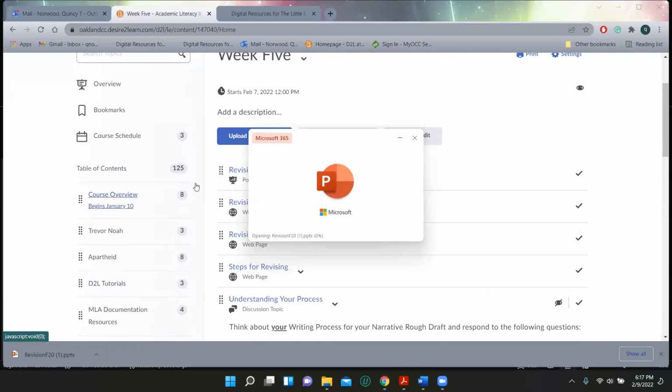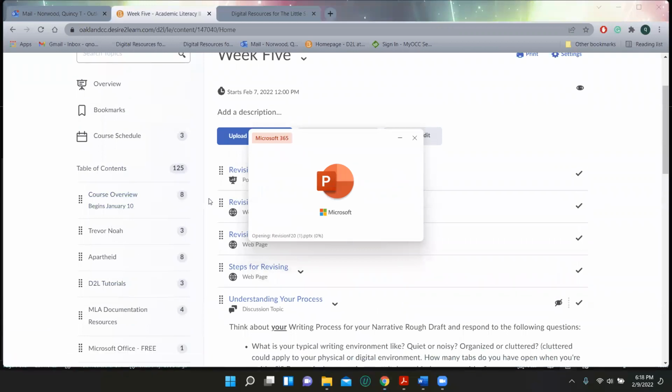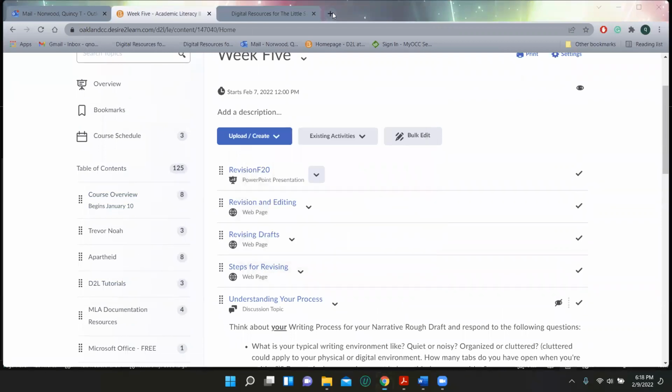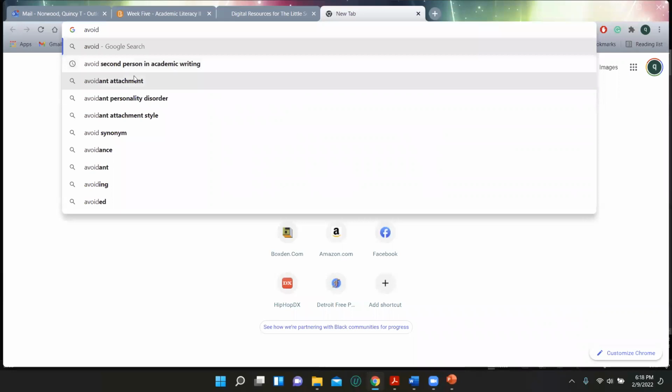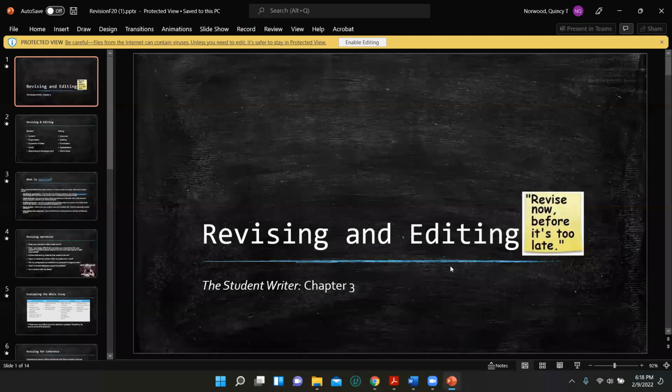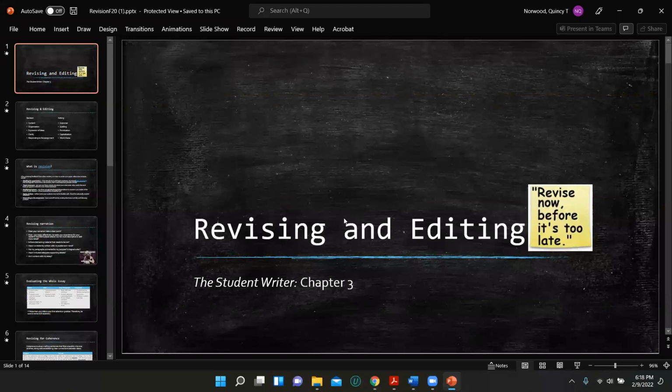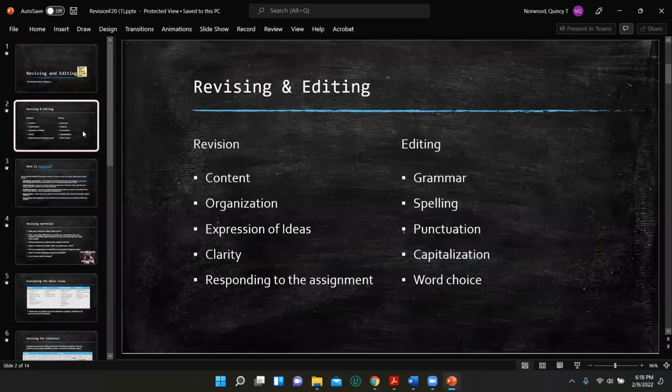So I think the first thing that we should understand is the difference between revision and editing. Right now we're still in the revision stages of this assignment, and revision is still all about addressing the big ideas, so to speak. The big ideas meaning content. You're still adding material to your essay.